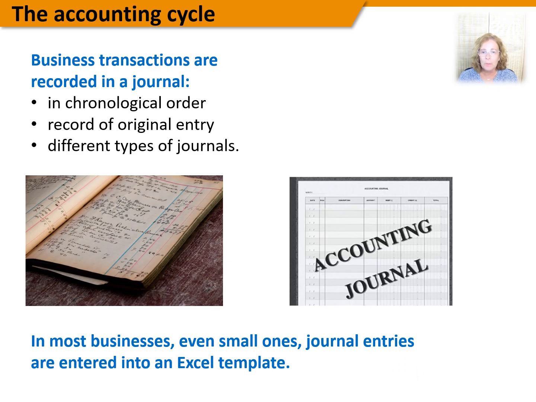After the accountant completes the analysis of the business transaction, they are ready to enter the business transaction in the general journal. In most businesses, even small ones, journal entries are entered into an Excel template so that they can be electronically routed for approval and then uploaded or keyed into the accounting software program.